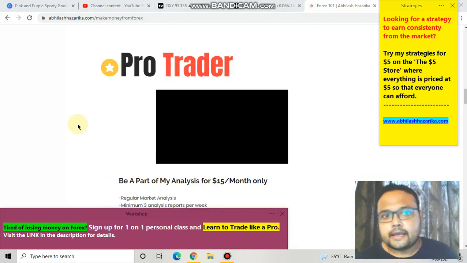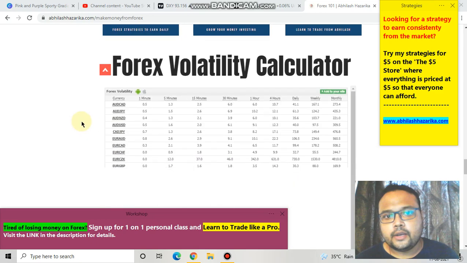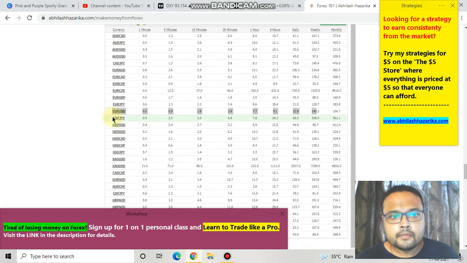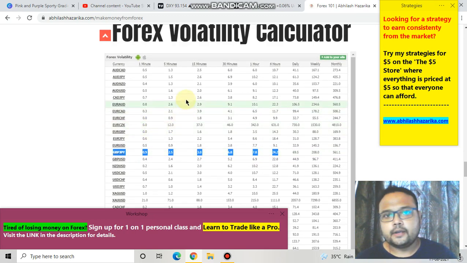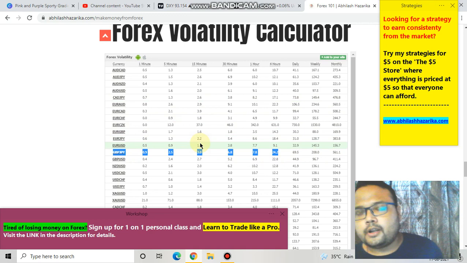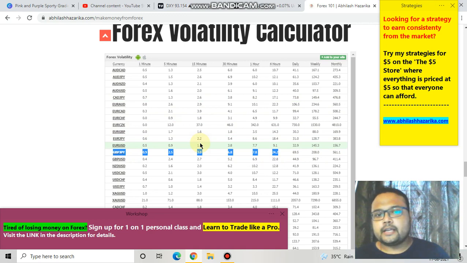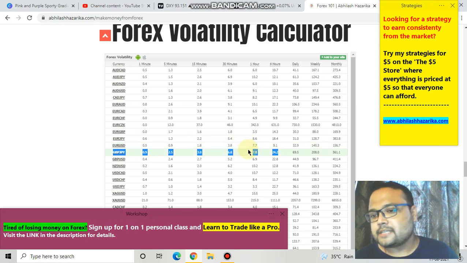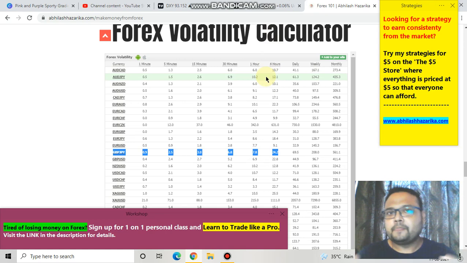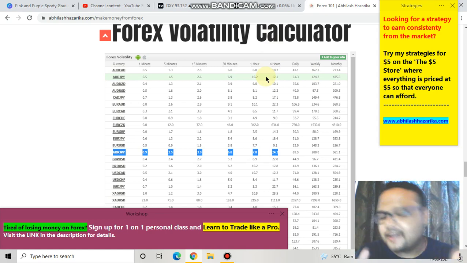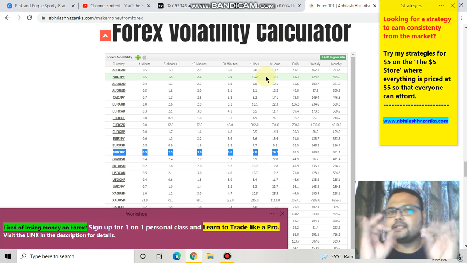Okay. And if you go to the Forex volatility calculator here, you can see that there is not much movement going on in the market right now. In the 15 minutes, you can expect a volatility of 3 pips. In the 30 minutes, you can expect a volatility of 6.8 pips. And in the 1 hour, you can just expect a volatility of 7.8 pips. And in the 4 hours, you can expect a volatility of 24 pips, which signifies that there is not much volatility in the market right now. And therefore, there is a good amount of chance that market will be giving us a good move.